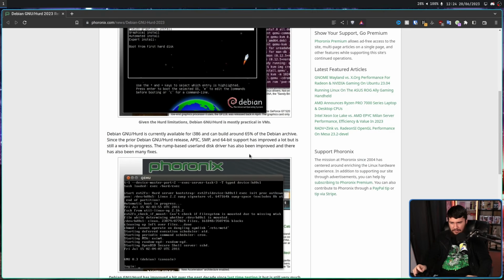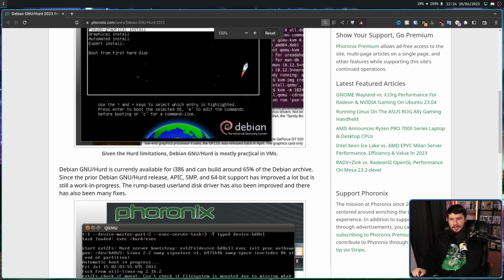Nowadays, in 2023, GNU Hurd is mostly usable in a virtual machine, but it's not really suitable for a production environment. So while I said Debian GNU Hurd exists, we're not talking the entirety of Debian. Debian GNU Hurd is currently available for i386 and can build around 65% of the Debian archive. 64-bit support has improved a lot, but is still a work in progress.